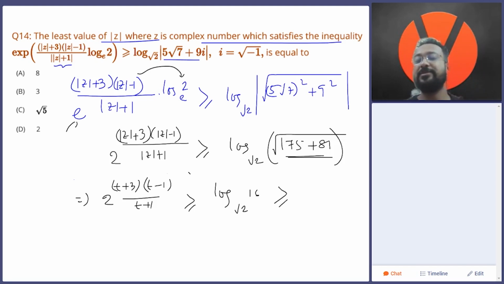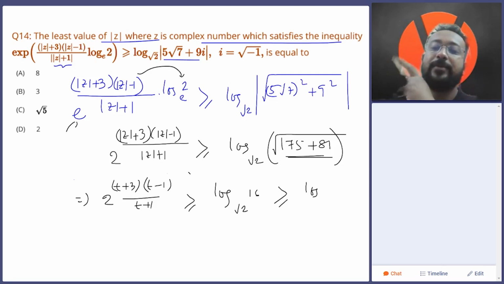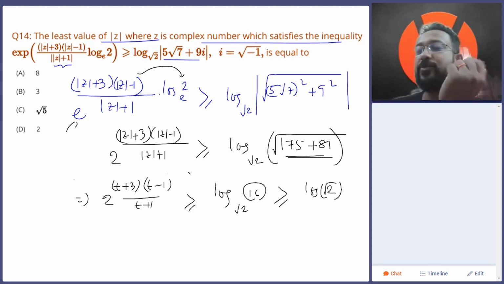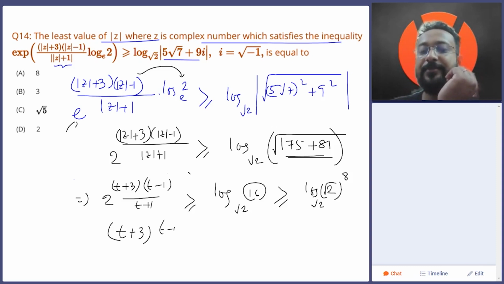So log of 16 base root 2 will be how much? Root 2 to the, no, yes. Guys, you are getting a 16 is 2 power 4. So root 2 to the power 8. Okay, base root 2. So now it is happening to be t plus 3 into t minus 1 whole divided by t plus 1 greater than equal to 8 will come. So 8 is in the power of 2, so I can write this as 2 cube.